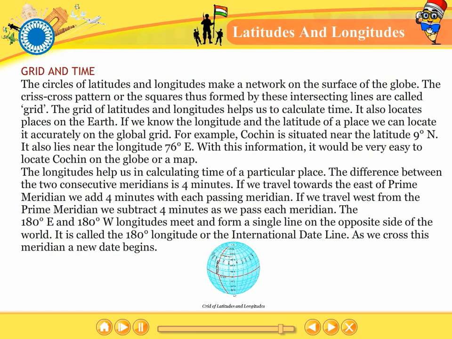The longitudes help us in calculating time of a particular place. The difference between the 2 consecutive meridians is 4 minutes. If we travel towards the east of prime meridian, we add 4 minutes with each passing meridian. If we travel west from the prime meridian, we subtract 4 minutes as we pass each meridian. The 180 degree east and 180 degree west longitudes form a single line on the opposite side of the world. It is called the 180-degree longitude or the international date line. As we cross this meridian, a new date begins.